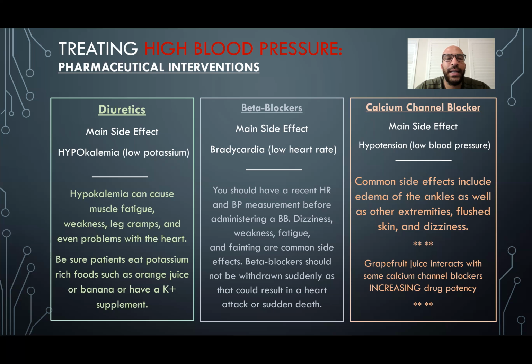Now, remember I said the main side effect. So this is the main side effect that we want to know. Hypokalemia can cause muscle fatigue, weakness, leg cramps, and even problems with the heart. Make sure that the patient eats potassium-rich foods such as orange juice or bananas, or takes some type of potassium supplement. So if our patient is taking a diuretic, we know that the main side effect is a low potassium.